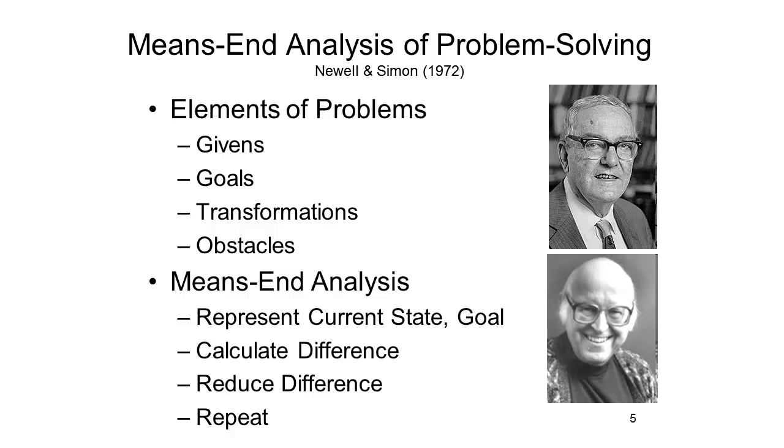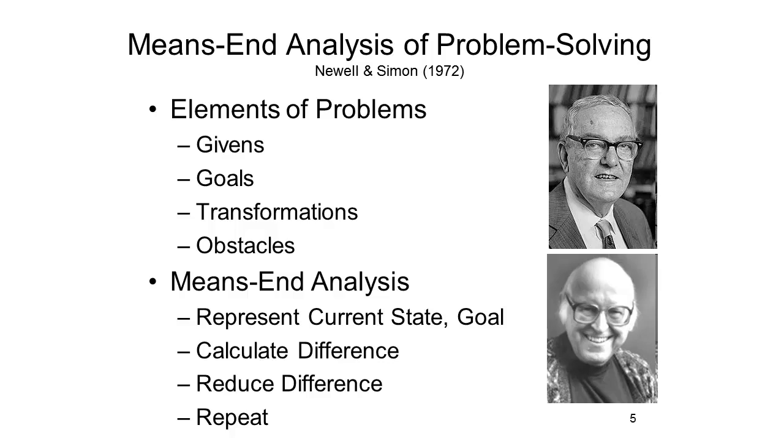Means-end analysis as an algorithm for human problem solving begins with just forming a mental representation of both the current state and the goal state, where you are now and where you want to get to. Then you calculate the difference, and then you take some step that will reduce that difference by some amount. And then you simply repeat the process.